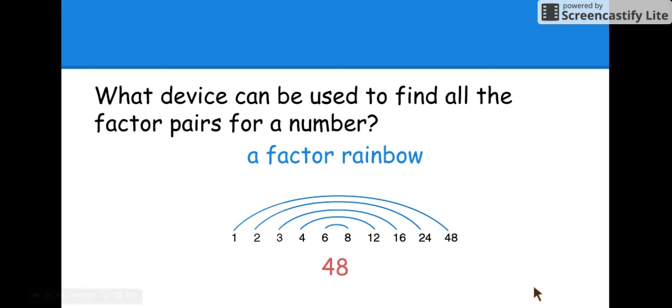So this factor rainbow shows us all of the factors for 48. We've got 1 matched up with 48, 2 matched up with its factor pair 24, 3 matched up with 16, and so on.